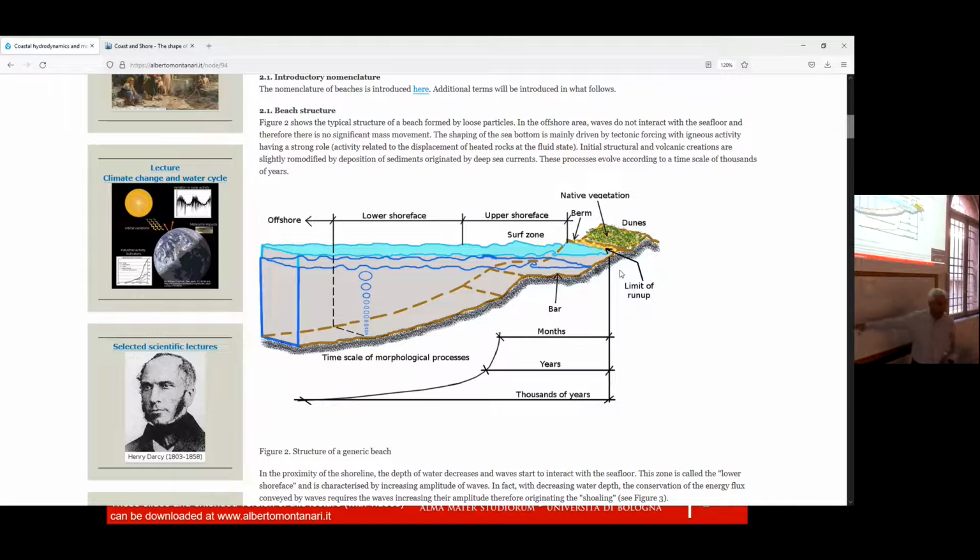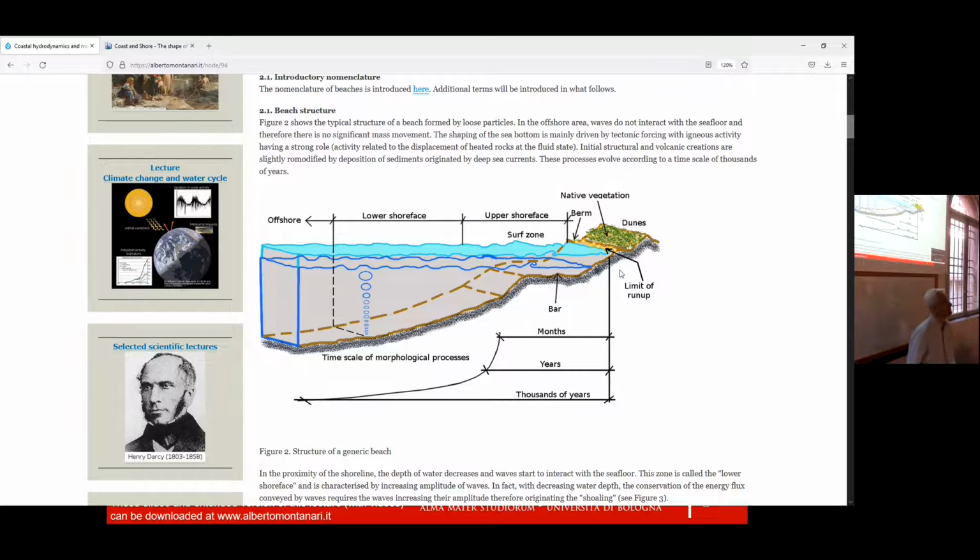And when you get very far offshore, then the time scale of evolution of the sea bottom becomes much longer, like thousands of years, as you see there. So it is important to get an understanding of these time scales, because also the model is expected to give a response that agrees with this expectation.